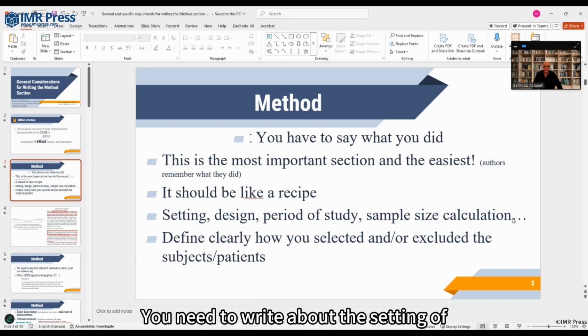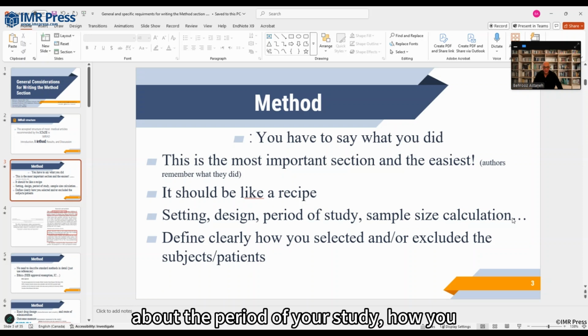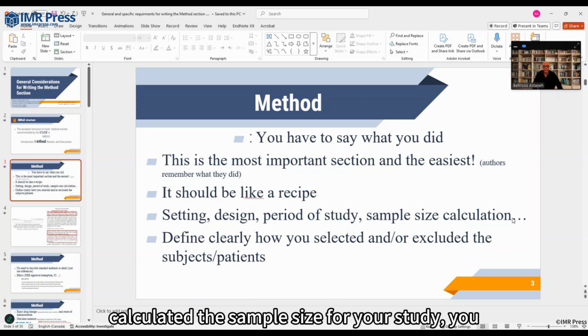You need to write about the setting of the study. You need to write about the design of your study. You need to write about the period of your study, and how you calculated the sample size for your study.